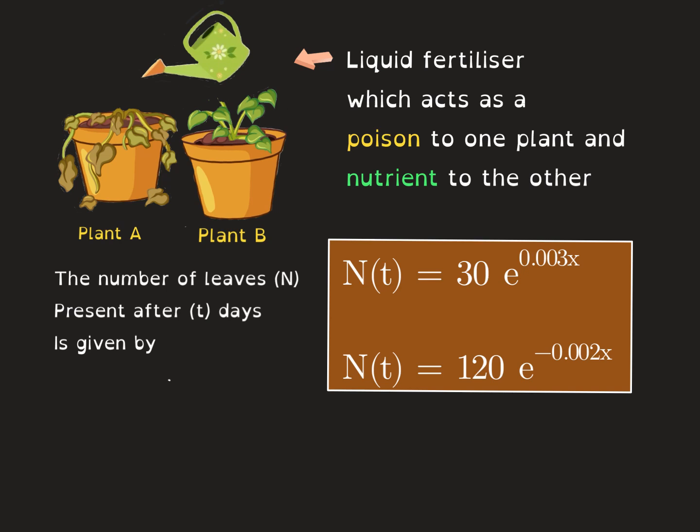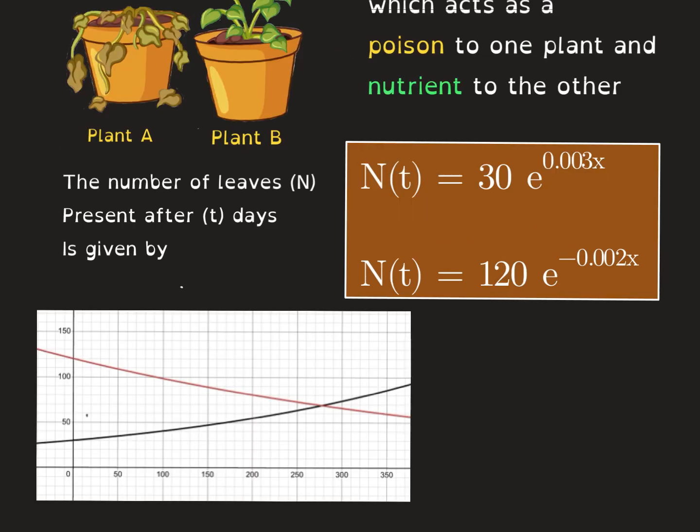In this hypothetical scenario, we've got a liquid fertilizer which acts as a poison to one plant and a nutrient to the other. And the number of leaves present after so many days is given by two formulas over here. If we examine the two formulas, they are exponential formulas. If we were to draw them into decimals or into the calculator, we would be able to discuss and identify them.